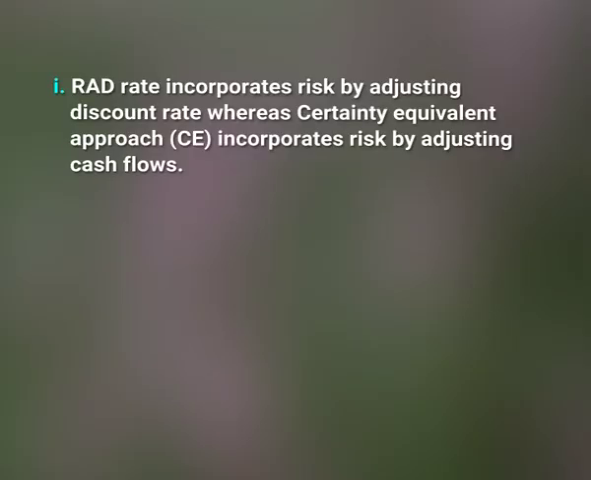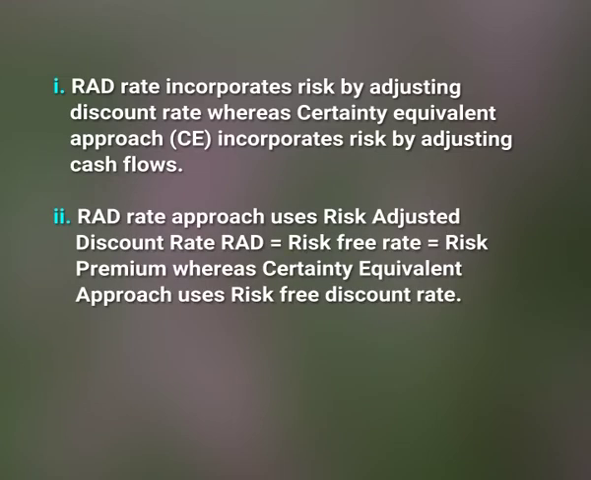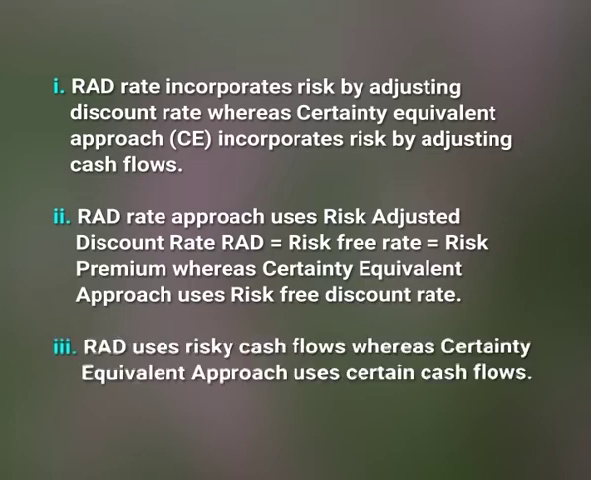The risk adjusted discount rate, known as the RAD rate, incorporates risk by adjusting the discount rate, whereas the certainty equivalent approach, that is CE, incorporates risk by adjusting cash flows. Second, the RAD rate approach uses a risk adjusted discount rate, that is RAD is equal to the risk free rate plus the risk premium, whereas the certainty equivalent approach uses the risk free discount rate. The third difference is that RAD uses risky cash flows, whereas the certainty equivalent approach uses certain cash flows.